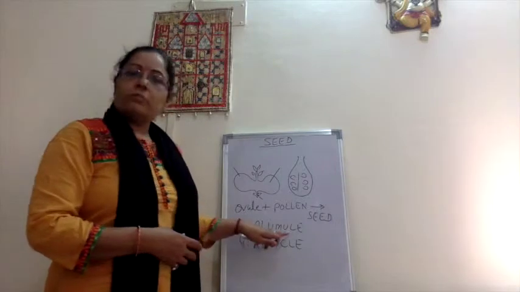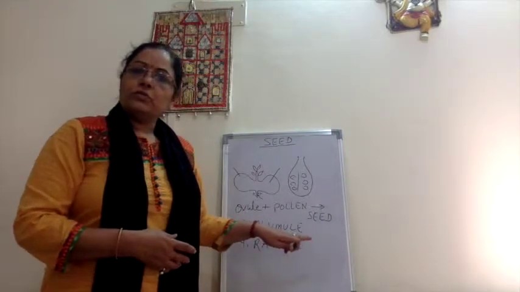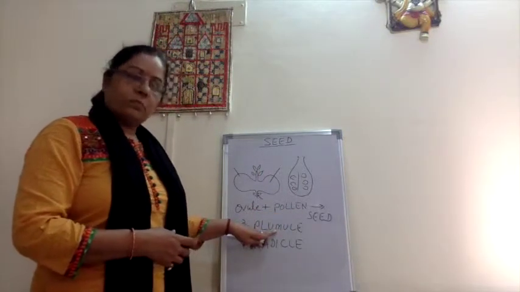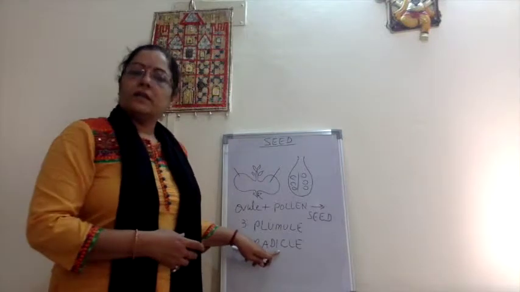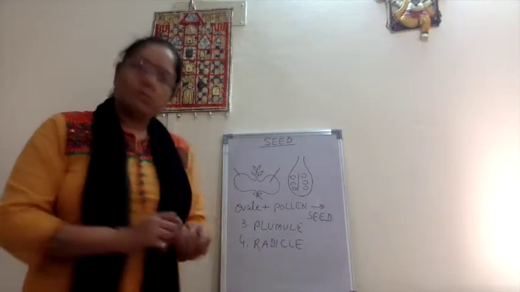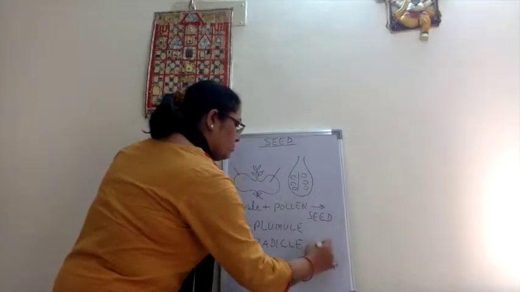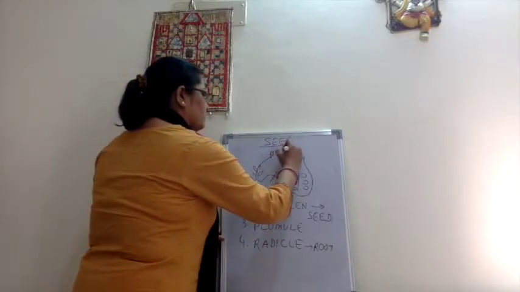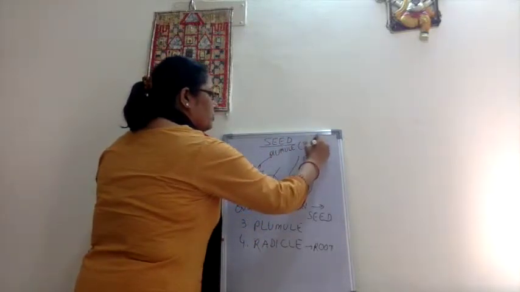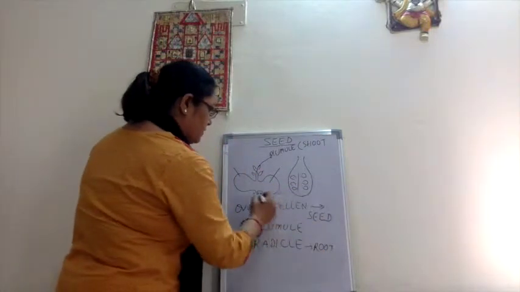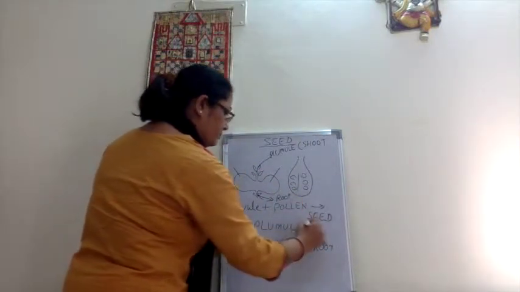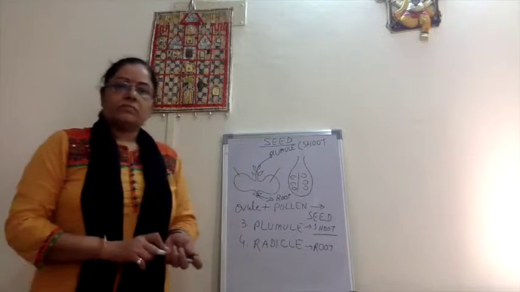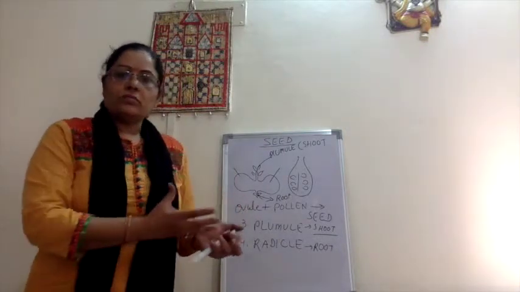And the third part is plumule. Plumule gives rise to shoot. This shoot portion arises from the seed's plumule part. And the fourth part is radicle. Radicle gives rise to root. So this is the radicle part and this is the plumule part, which gives rise to shoot, and radicle gives rise to root. So this is about the seed's outer structure.